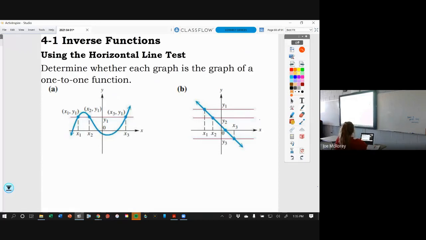So, pictures, is A 1-to-1? No, A is not 1-to-1 because y repeats. A horizontal line fails the horizontal line test.